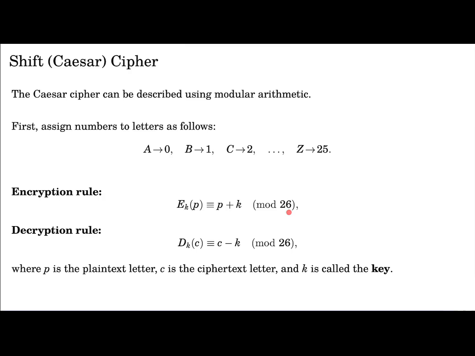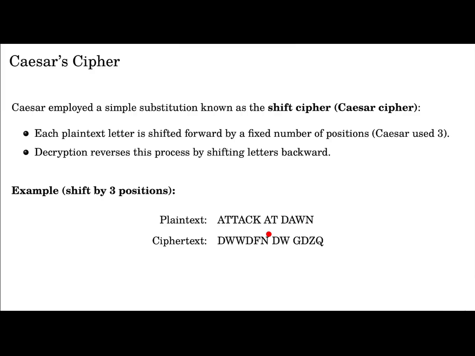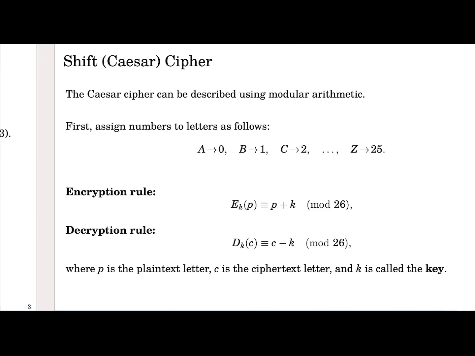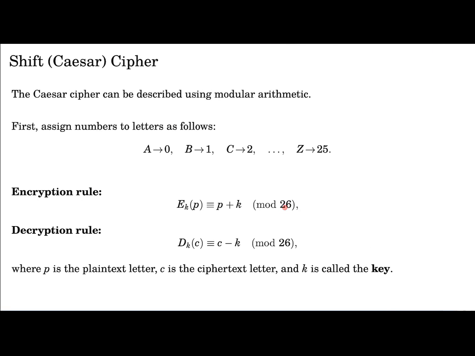Because what happens if you want to shift the letter Z? You go around the alphabet. So it's exactly what the modulo does. You can think of the letters on a clock, right? You're doing clock arithmetic. So if P is the plaintext letter as a number, and K is the key, which in the previous example was 3, the encryption, which depends on the key and the plaintext P, is that you add K to the plaintext mod 26.